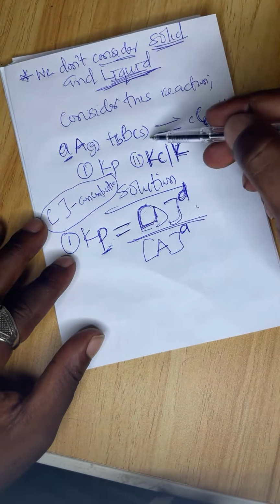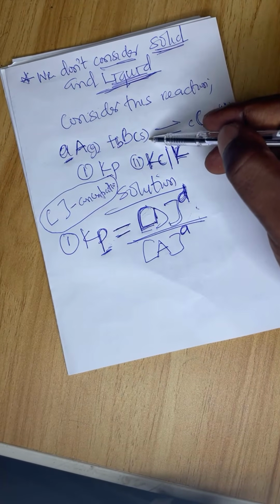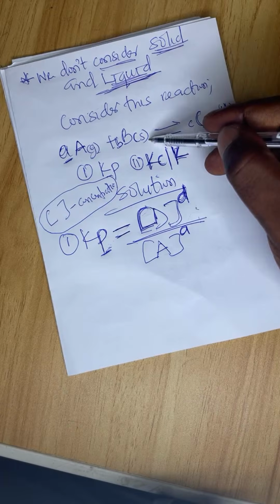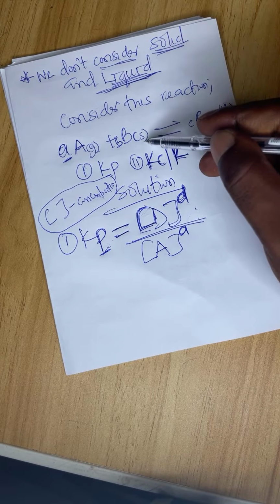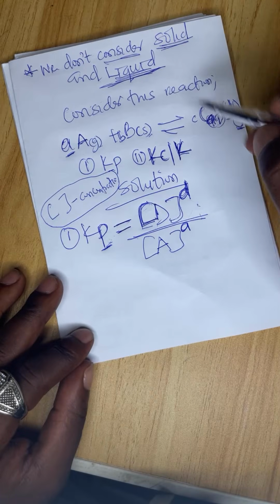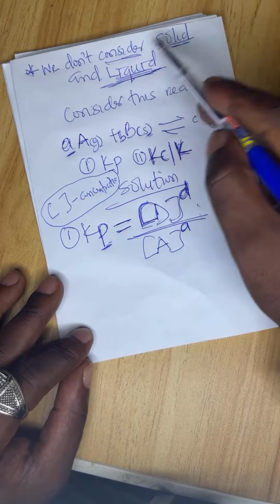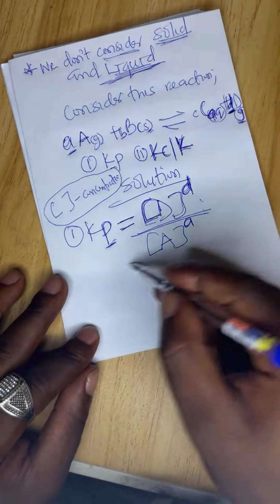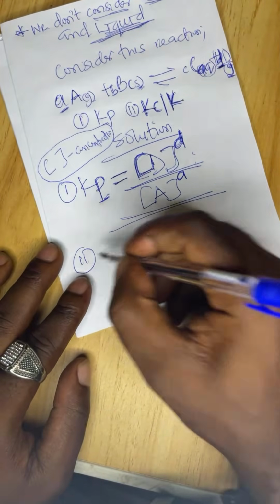Now, will I write for B? No, good, because it is in solid. We don't consider solid and liquid, I wrote it here. So this is the answer to that question. That's the answer. Number 2, let's go.